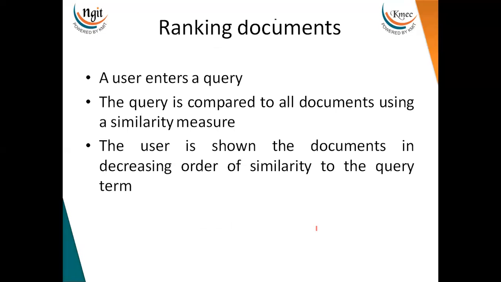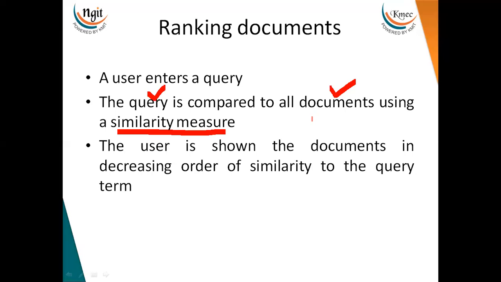Okay. So the user is entering a query. The query is compared to all the documents using a similarity measure. But how? First, you have to calculate the vector for the query. You have a vector for each document available. Using these two vectors, find the cosine measure. The cosine measure gives you the angle between the vectors in the vector space. If the angle is small, relevance is more.